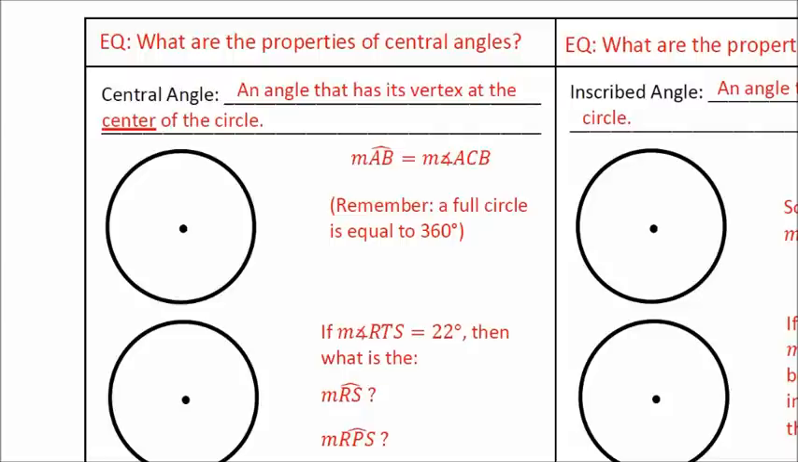Our essential question in this video, we're going to have two of them. Our first essential question is, what are the properties of central angles? Central angles. And let's go ahead and define central angle. A central angle is an angle that has its vertex at the center of the circle.